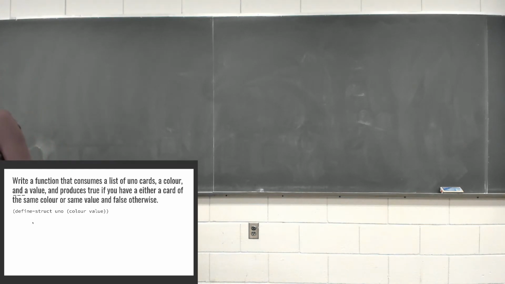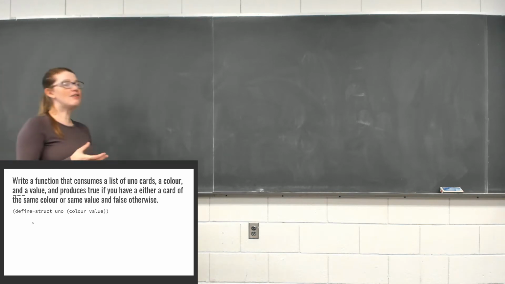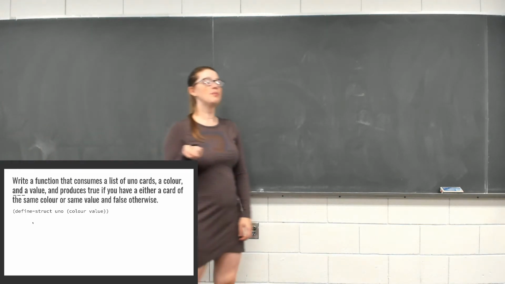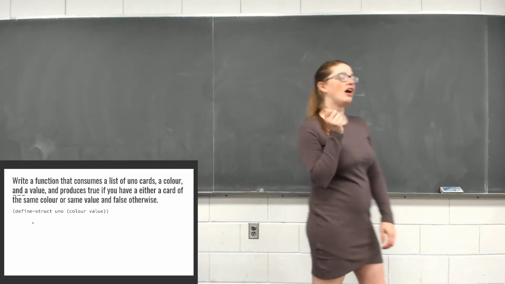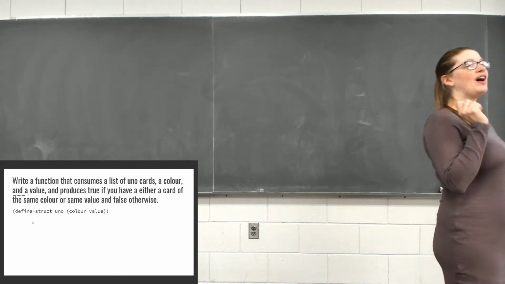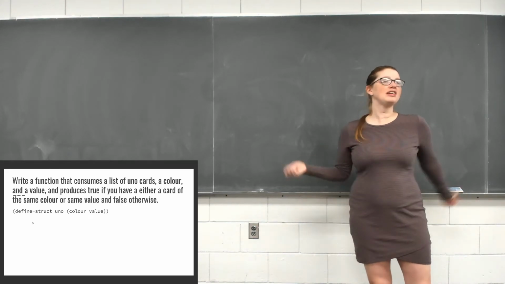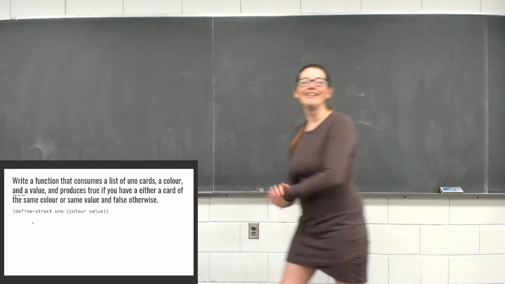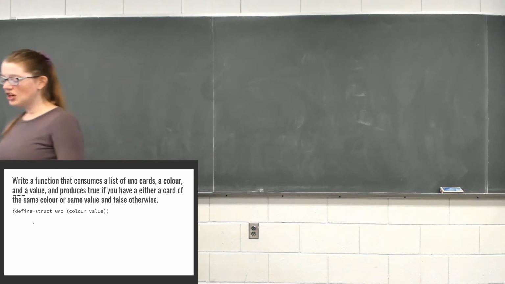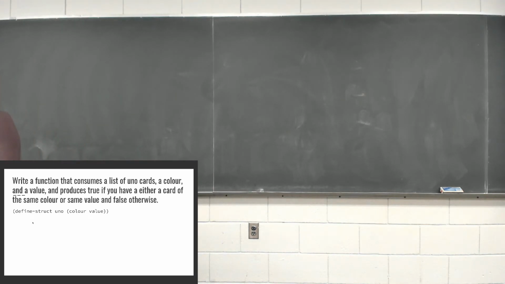So in this particular function, what we want to do is, given a hand of these UNO cards, and a color and a value, I want to know if I have any playable cards. If you're wondering why I picked UNO cards, it's because my daughter likes UNO. It was on my mind. So we'll call it playable-card, and it takes a list of these UNO cards, and it's going to take a color and a value.